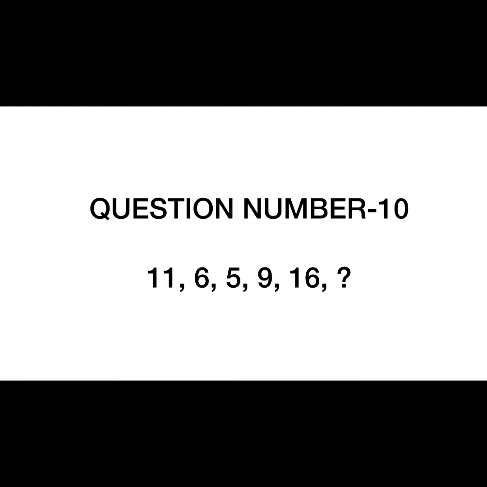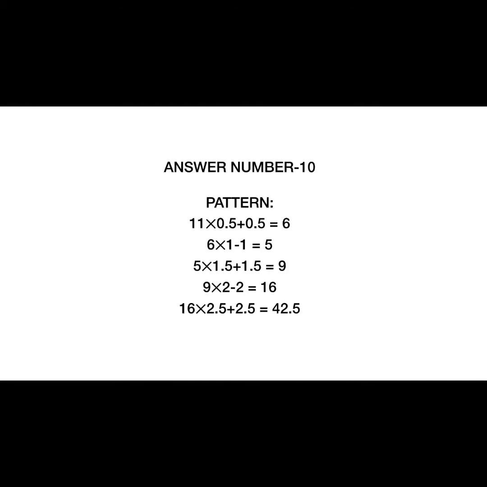Question number 10. What is the next number after 11, 6, 5, 9, 16? And the answer is first number is 11. And our second number is 11 cross 1 by 2 plus 1 by 2, which is equal to 6. And third number is 6 cross 1 minus 1, which is equal to 5.